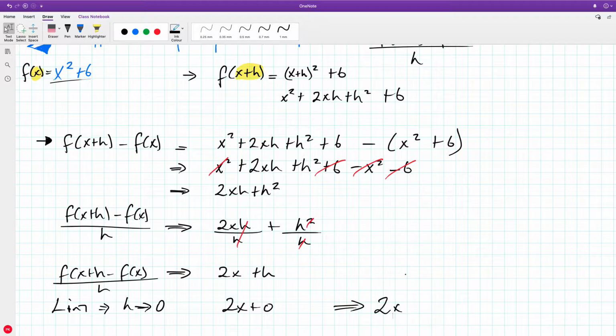So this comes up about 2 in every 3 or 4 years. They love this differentiation from first principles. And it didn't come up last year to the best of my knowledge. How do I know my answer is right? Do it the quick way, exactly. If you differentiate x squared plus 6, it's simply just 2x. Right, with that in mind, have a go at this one for me.